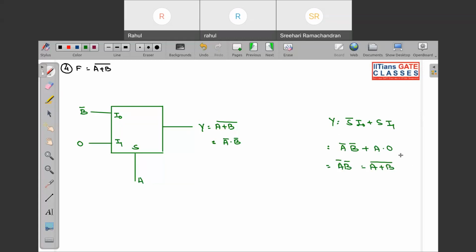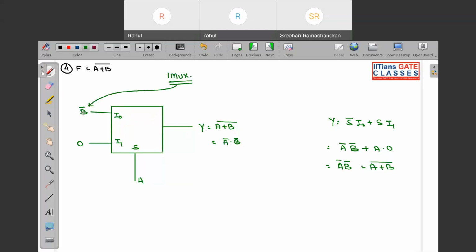Okay. So now let me ask you one thing. How am I getting this B complement? We cannot get B complement by this mux. So we need one more mux. One more multiplexer is required for getting this B complement.